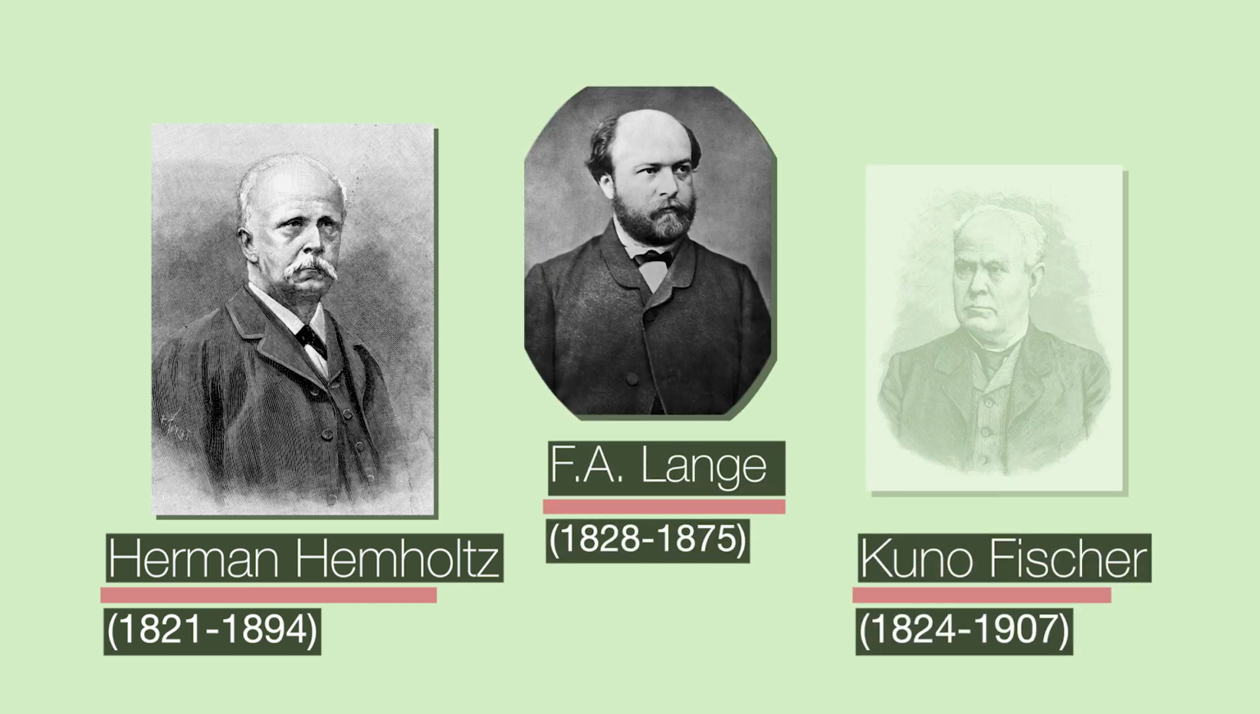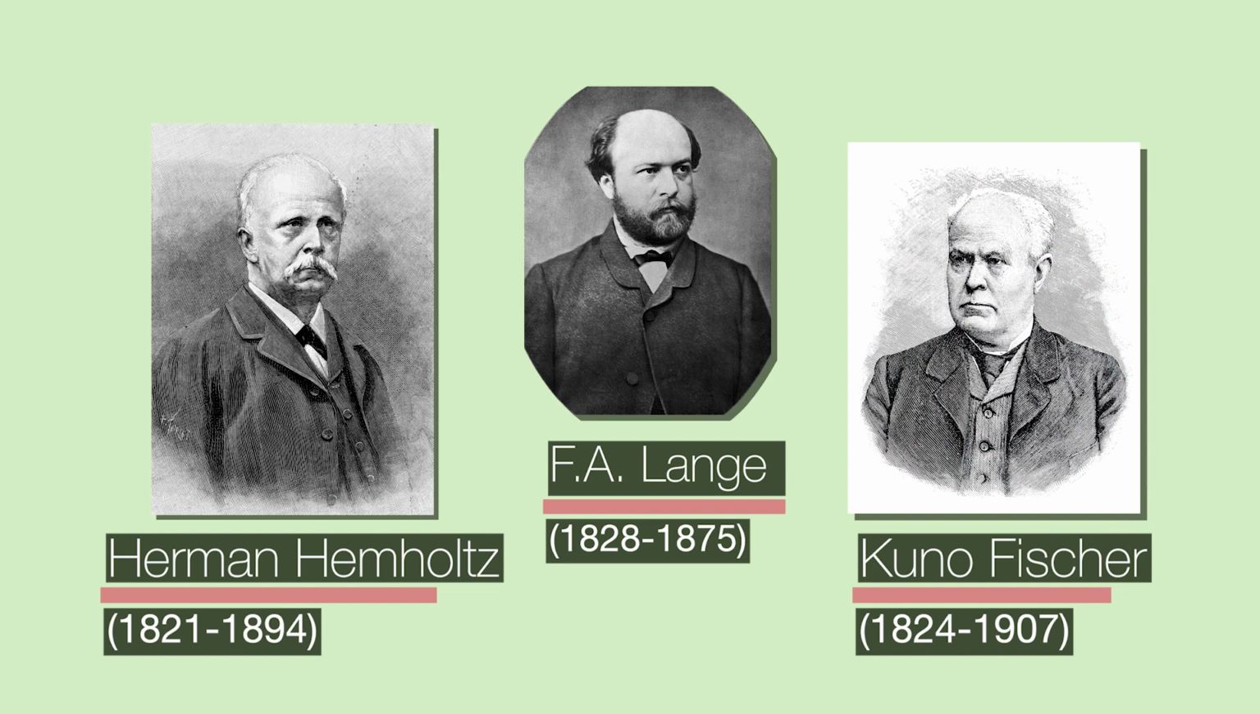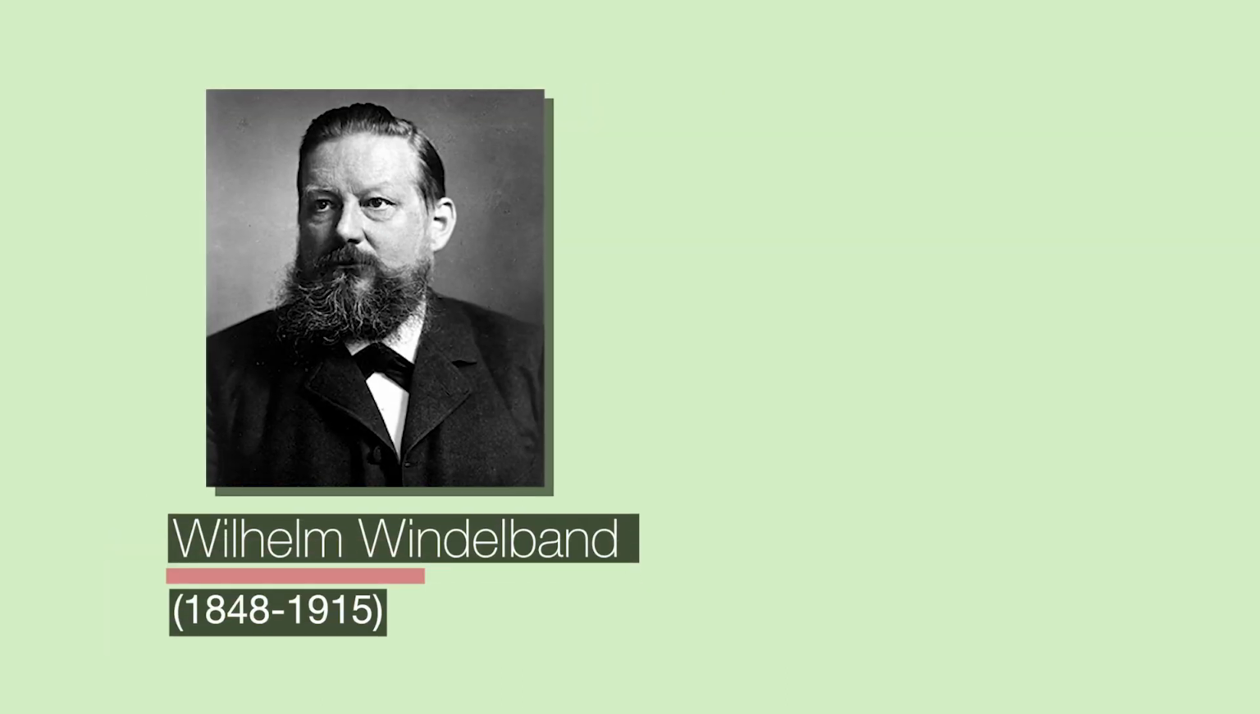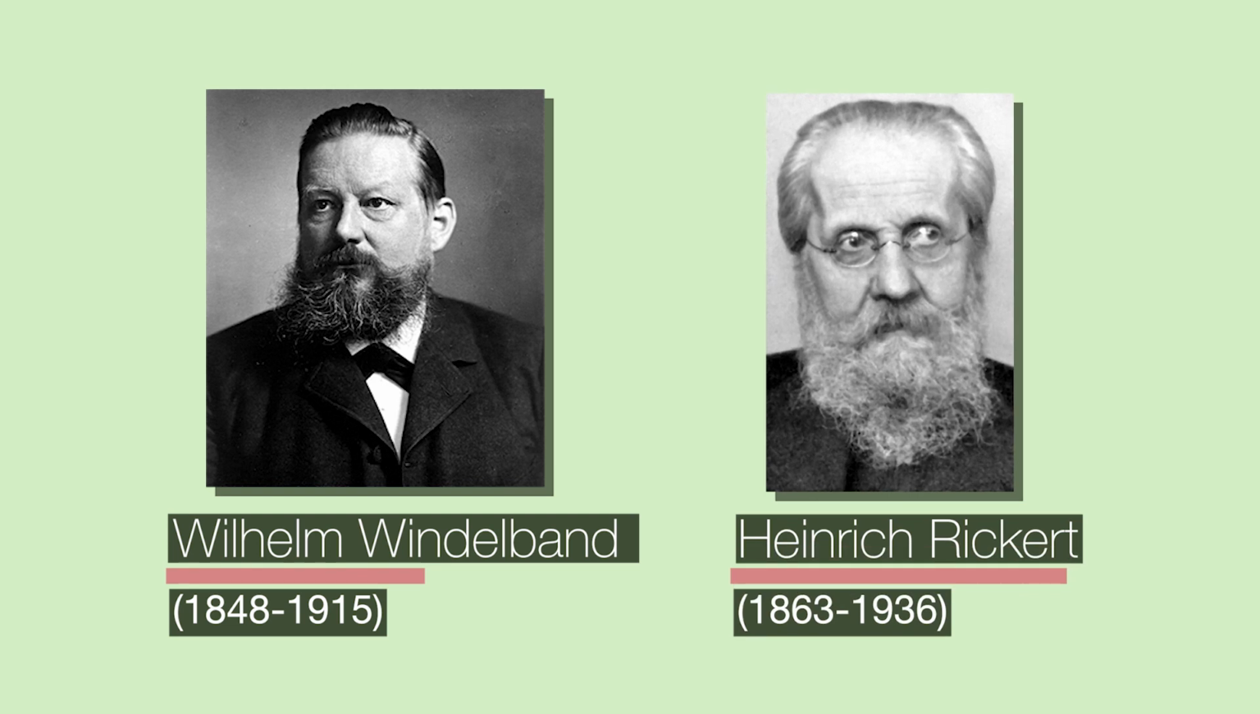The debate went on, and many of the participants in these debates, including thinkers such as Hermann Helmholtz, F.A. Lange, and Kuno Fischer, believed that a return to Kant would provide a solution to the problem of knowledge in the social and historical sciences. Two of the central thinkers of the Neo-Kantian movement, Wilhelm Windelband and Heinrich Rickert, believed that only two specific directions could be pursued to solve the problem.